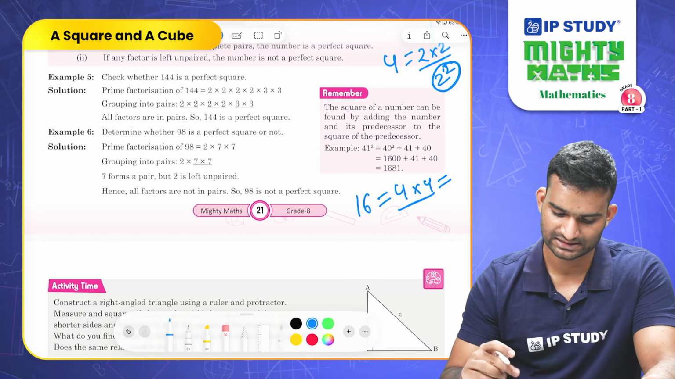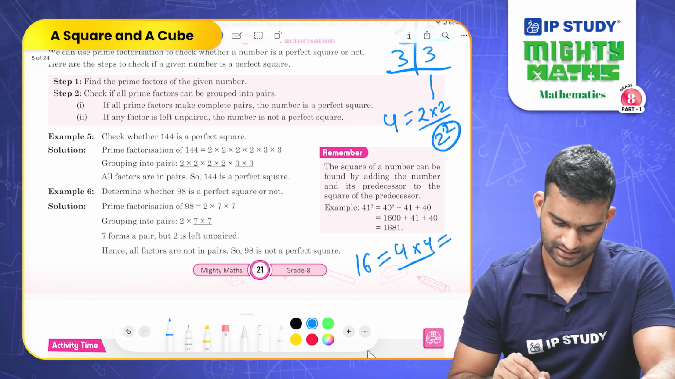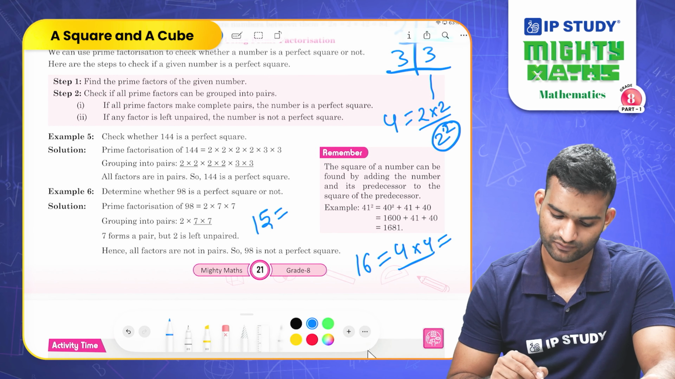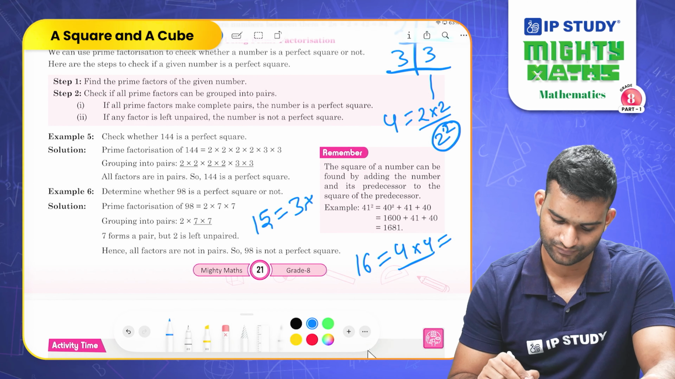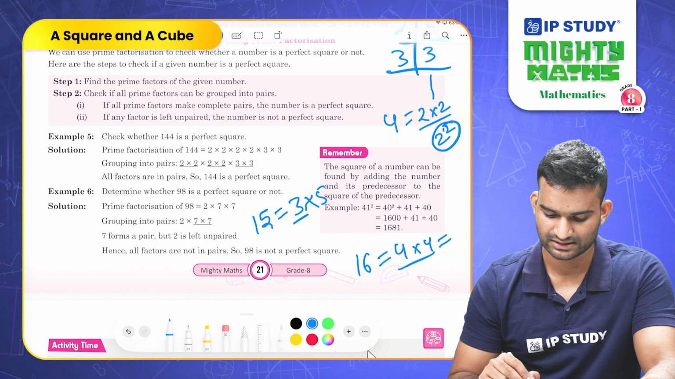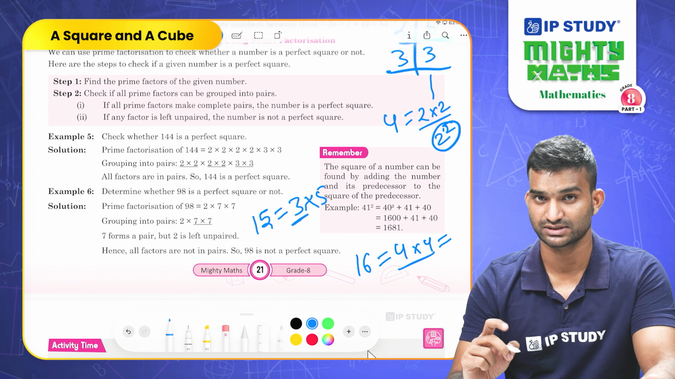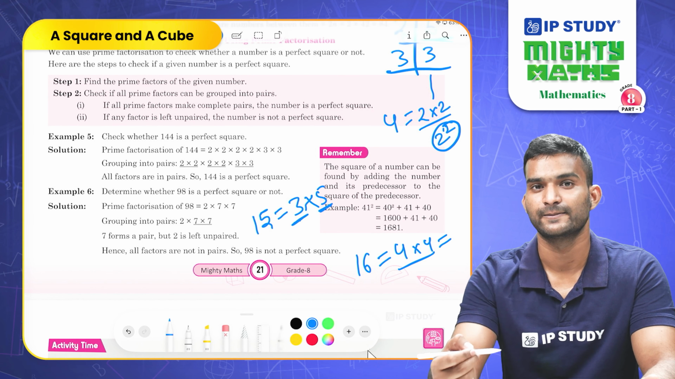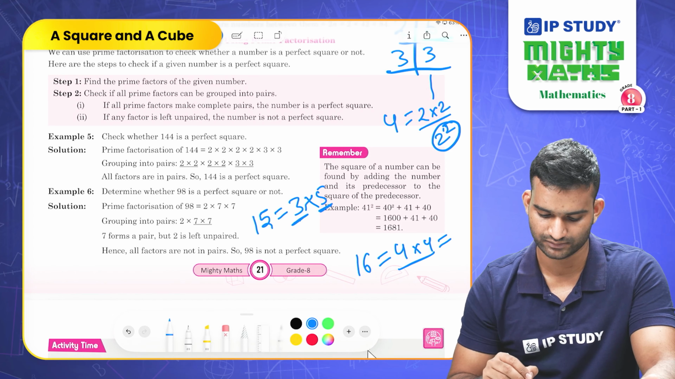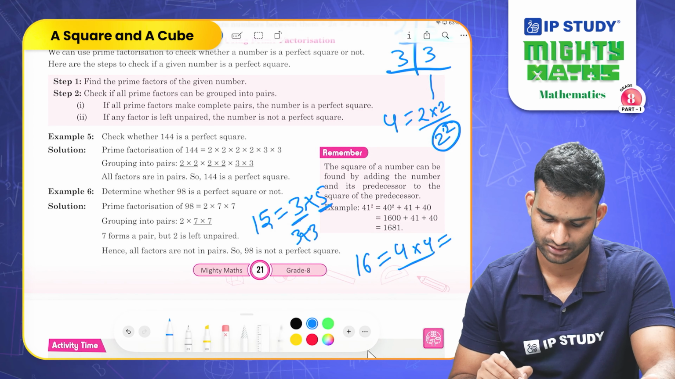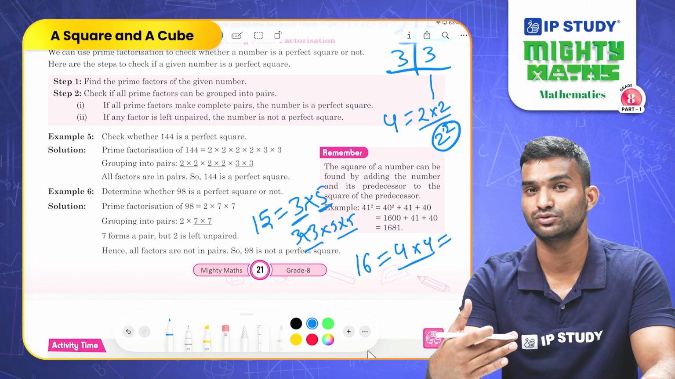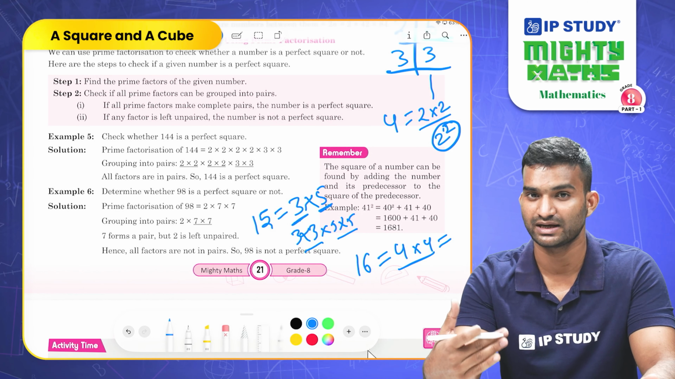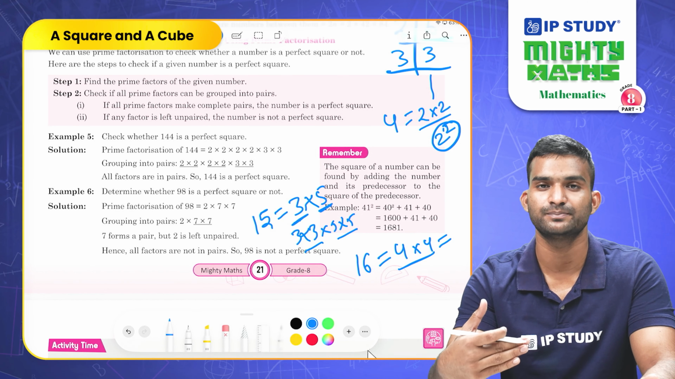Now let's take an example where we say like 15. We can write 15 as 3 into 5. So we can say there is only one digit which is 3 and there is another digit which is single, like 5. There is no pair, like we don't have 3 cross 3 or 5 cross 5. That means if we don't have any pair of its prime factors, that number is not a perfect square.